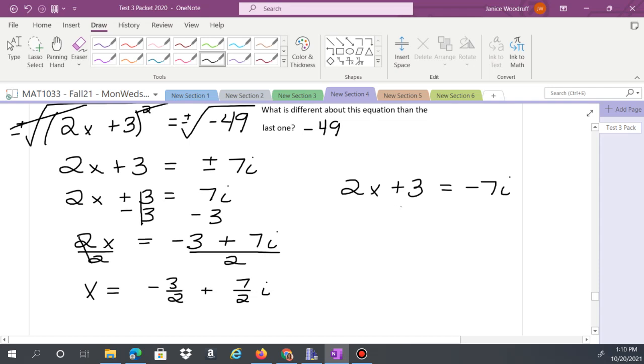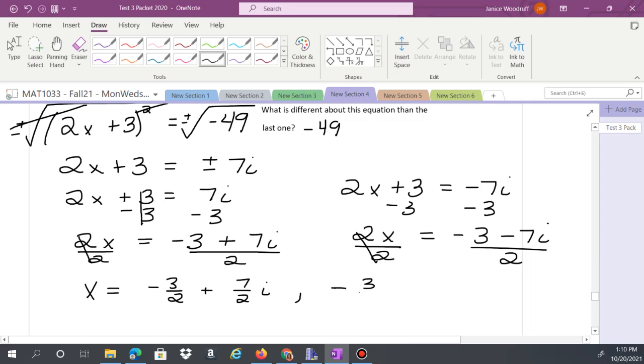Then we're going to do the same thing with the negative 7i. I subtract a 3 from both sides. You get 2x equals negative 3 minus 7i. Then again, divide by 2. That cancels over here. Again, if you split that, you have a comma for your second answer, negative 3 over 2 minus 7 over 2 i. So these are almost identical. They're just conjugates of each other because we had the i. We couldn't actually combine the terms.